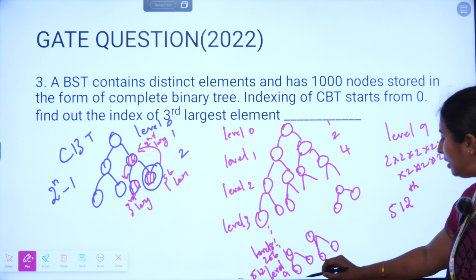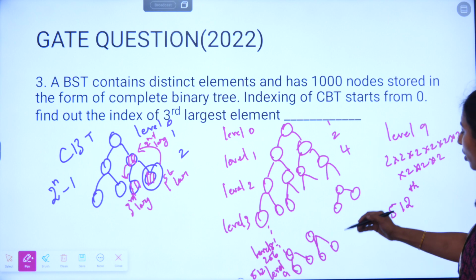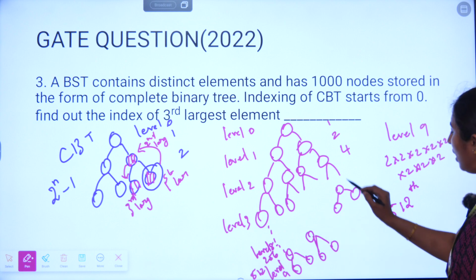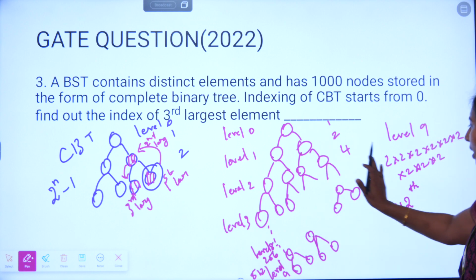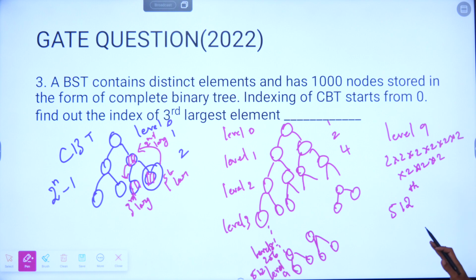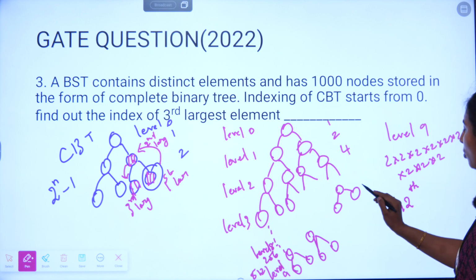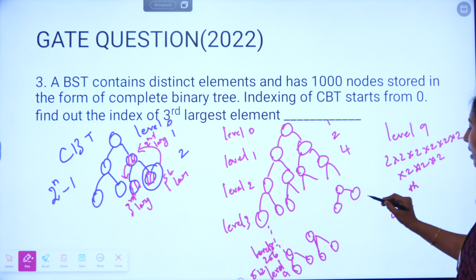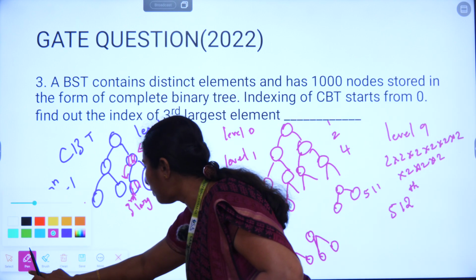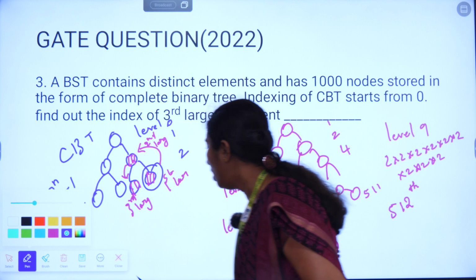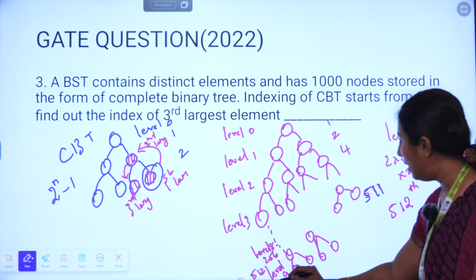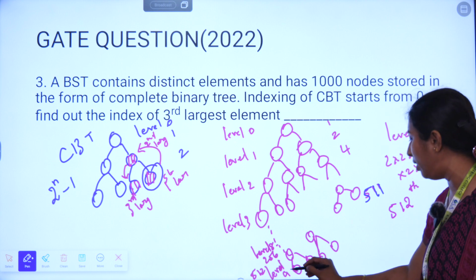We are not going to consider this particular level 9. We are going to go for the previous level, since our third largest element should be there in the right subtree of the given BST. So we are going to compute this and calculate. Consider the previous level; the last index position will be 512. So for example, this will be the index 511, since the next level starts from 512.